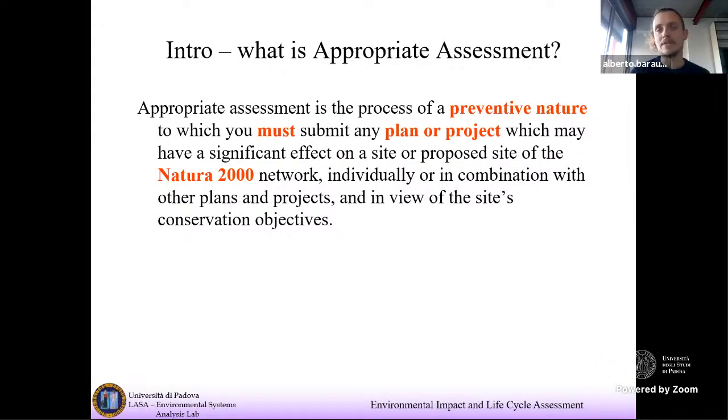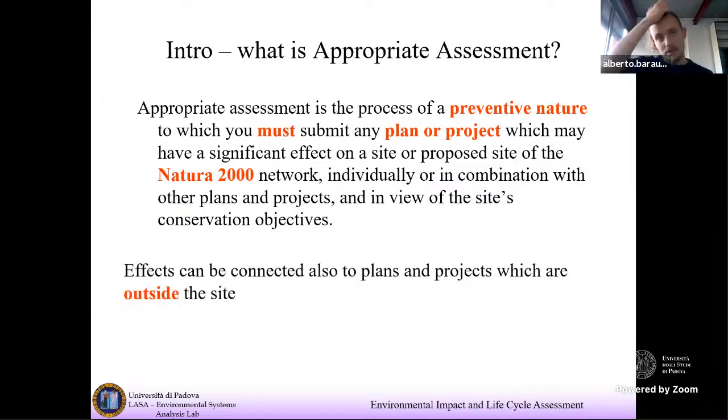It applies to plans or projects. Projects are related to construction works, basically, while plans are instruments of landscape planning, such as a fishery management plan, a traffic management plan, an urban planning tool, something like that. And the Natura 2000 network is a network of protected areas found all over Europe, and we'll see what it is in more detail in the next slide.